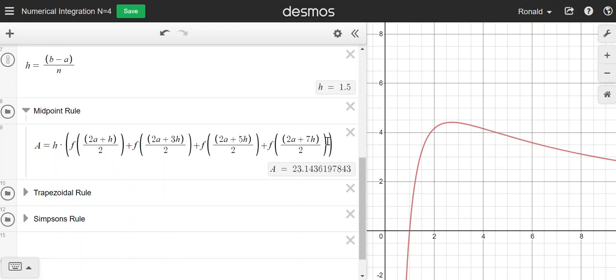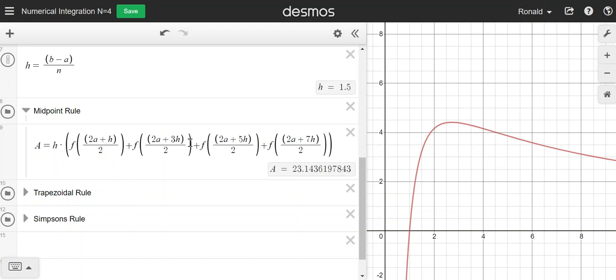Now, each term is 2a plus 1h, 2a plus 3h, 2a plus 5h, 2a plus 7h, all divided by 2. So if we wanted to add a term, if we wanted n equals 5, the next term would be the function value of (2a plus 9h) divided by 2. The next one would be the function value of (2a plus 11h) divided by 2, etc. So in the next example, I'm going to expand the formula for n being equal to 5 or 6.